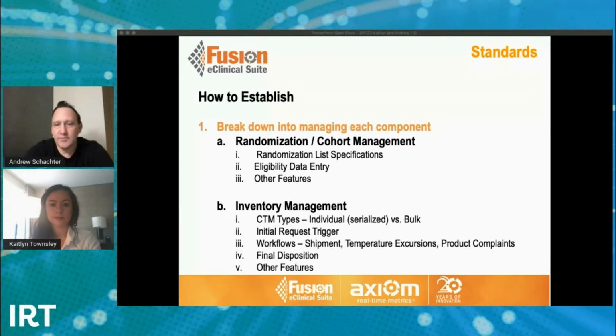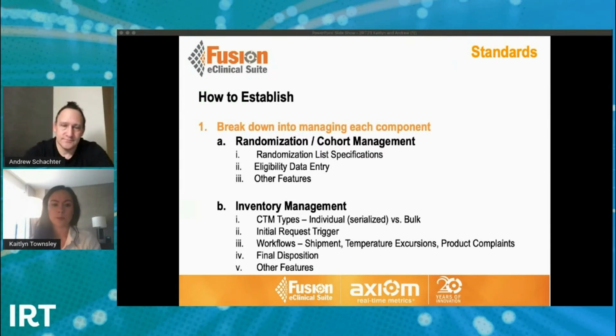And the other thing I would add to this list as well is things like notifications. You will have different requirements for notifications as to who they go to in a study, but you can standardize the language that you want in your notifications by role across the board.